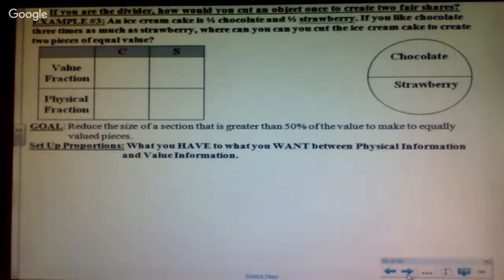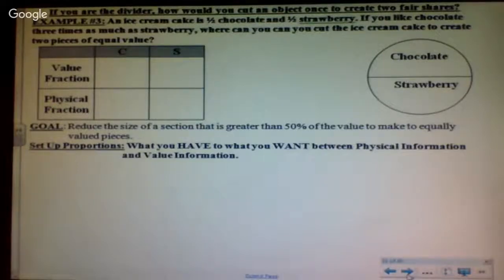Okay. This time, we're talking ice cream cake. Man, do I wish I still worked. I love ice cream cake. I worked at Dairy Queen. I used to make them. I wish I still worked there because we need ice cream cake instead of cookie cakes. I'd totally bring in an ice cream cake.